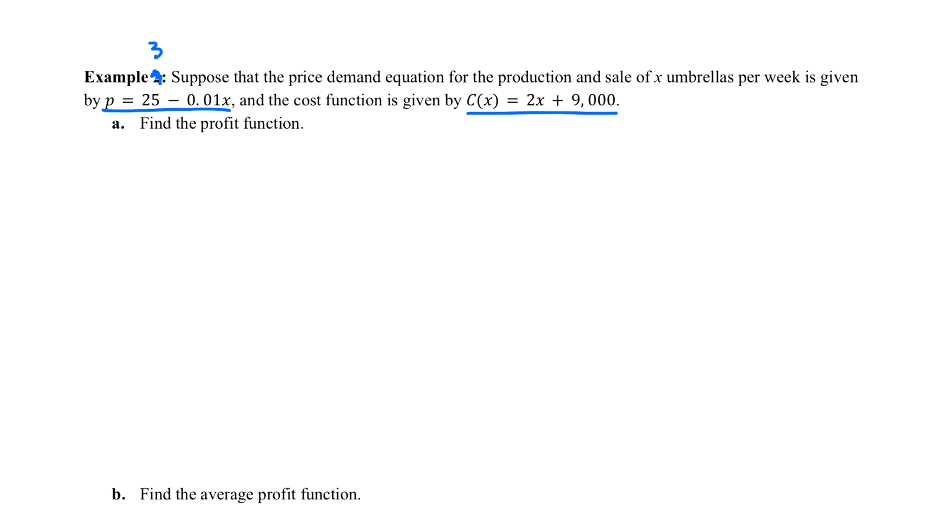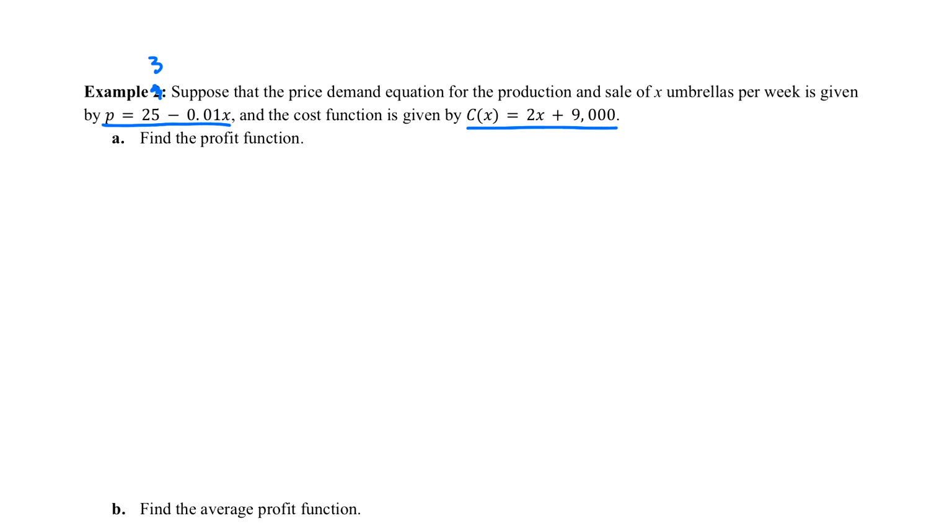Now, if I think about my profit function, we said earlier that you can find your profit function by taking your revenue function minus your cost function. Well, we have the cost function. That's not a problem. But we're missing the revenue function. We don't actually have that. So before we can do anything else in this problem, we've got to find the revenue function. Now, the revenue is how much money we make in the sale of whatever it is that we're selling. In this case, it's umbrellas.